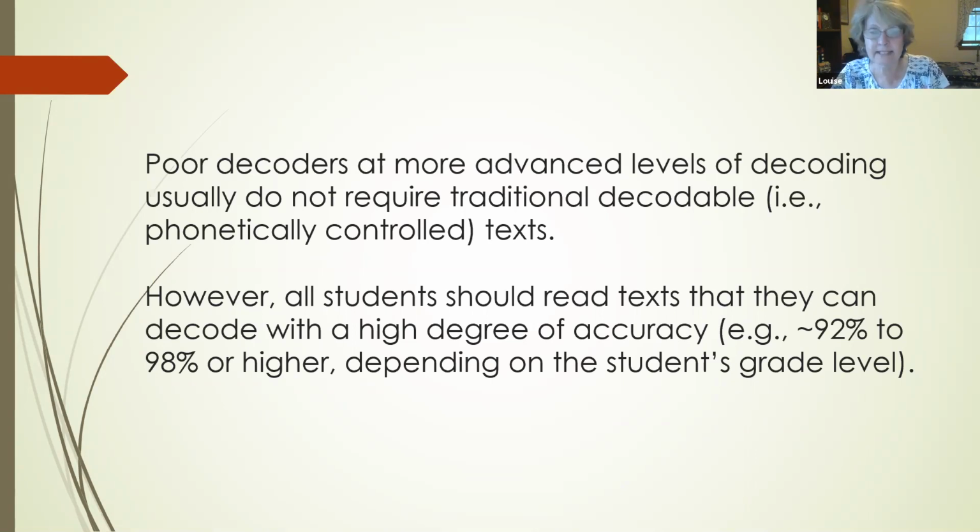If you were in the morning session, we talked about this a little bit: the 90 or 92% word accuracy figure for instructional level that teachers often learn, and that's what I learned, is really more pertinent to a grade one level. As children get older, they really need a much higher level of accuracy to support good comprehension. So if we were talking about a seventh or eighth or ninth grade student, good readers at that level would decode with probably 97%, 98%, 99%, or 100% accuracy.